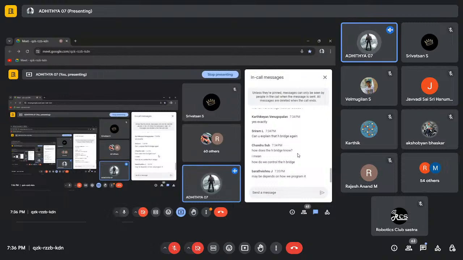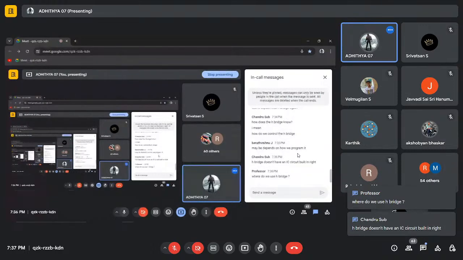How do we control the H bridge? We don't control the H bridge directly. The L293D IC has a lot of internal circuitry. I'm just giving a representation of how it works in general. The internal circuitry is very deep and a very vast concept, so we won't go into it, as I'm already taking time. Do you guys have any doubts? Did you understand the H bridge?